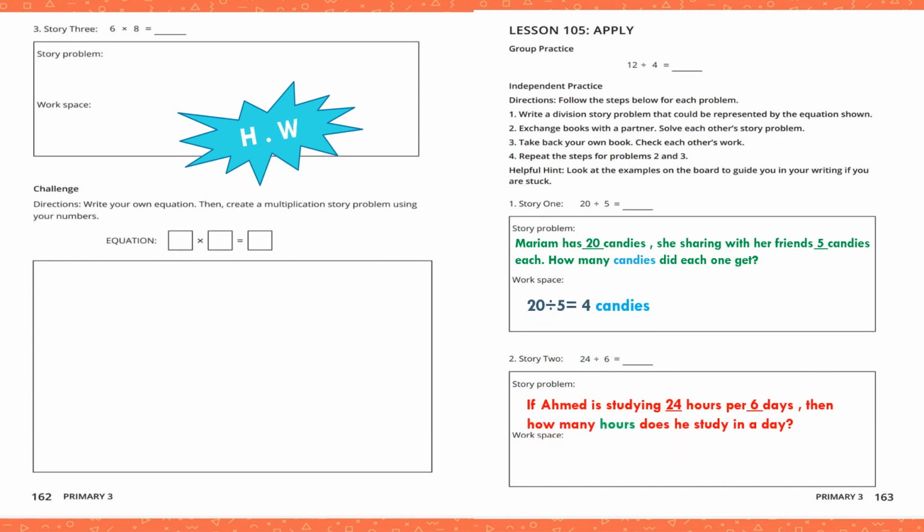The next one, if Ahmed is studying 24 hours per 6 days, then how many hours does he study in a day? So, we have to distribute 24 hours into 6 days, 6 groups. So, 24 divided by 6 equals 4 hours. Now, you will solve this page as a homework.